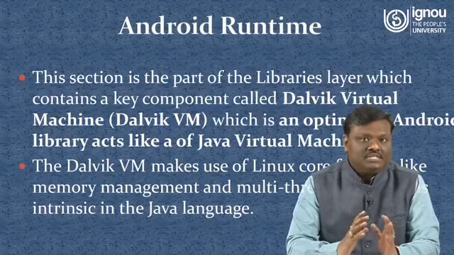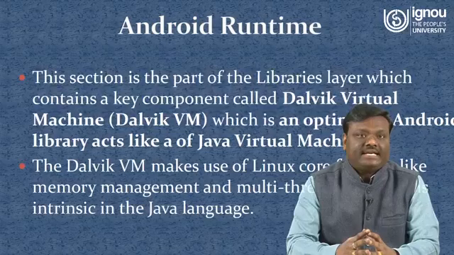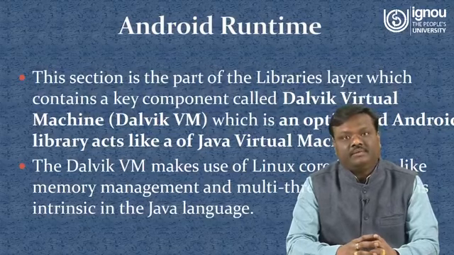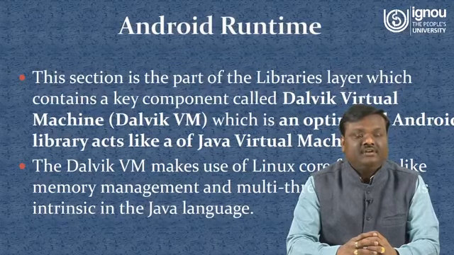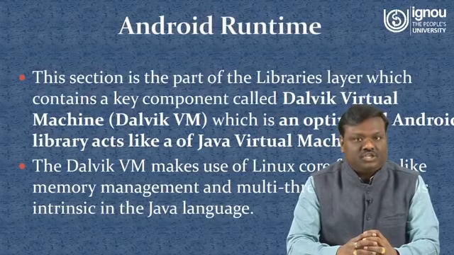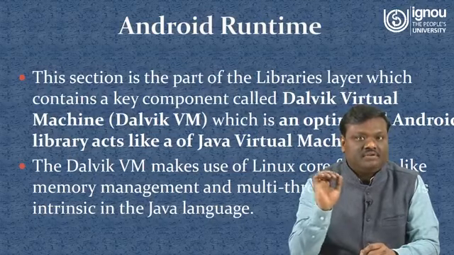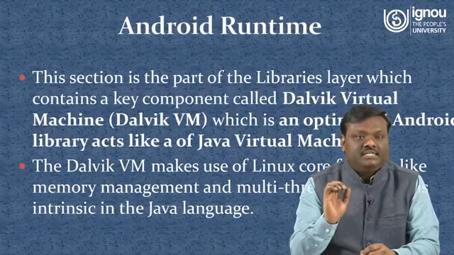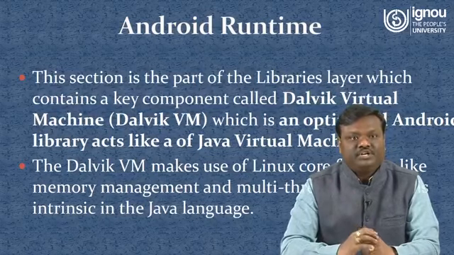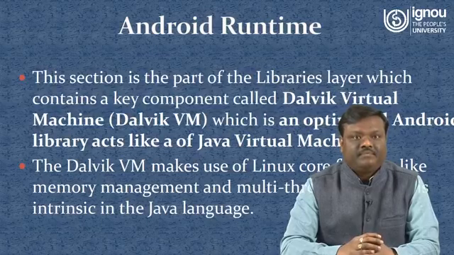We had heard about the Java runtime, but let us see what exactly this Android runtime is. This section is the part of the libraries layer which contains a key component called the DV machine, that is the Dalvik virtual machine. Just like we had seen the Java virtual machine, JVM, for Java based applications, here the key component in this layer is the Dalvik virtual machine, called the Dalvik VM, which is an optimized Android library and acts just like a JVM for Java.